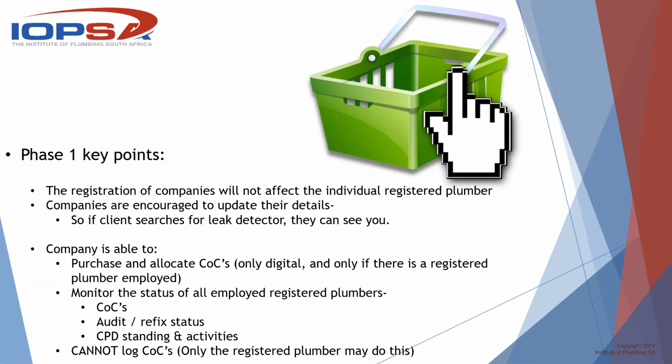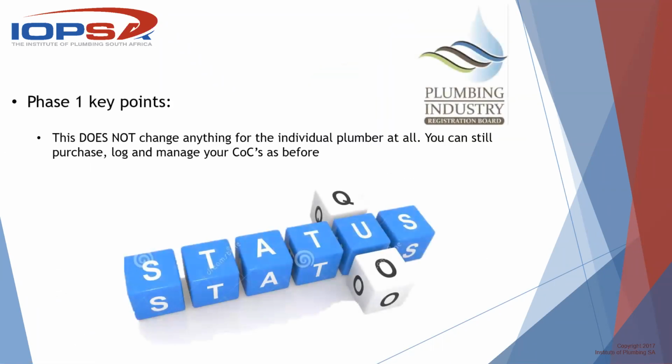So if you take a step back and look at it, the company is able to remove part of the burden of the plumber having to go and find and purchase COCs, and it simplifies things. The plumber within a company in the past was forced to not only purchase but fill out and log the COC. Now he can just be allocated it from the company. So it removes a part of the burden, and it also allows for traceability for the company, as I said. It doesn't change anything with the registered plumber at all.